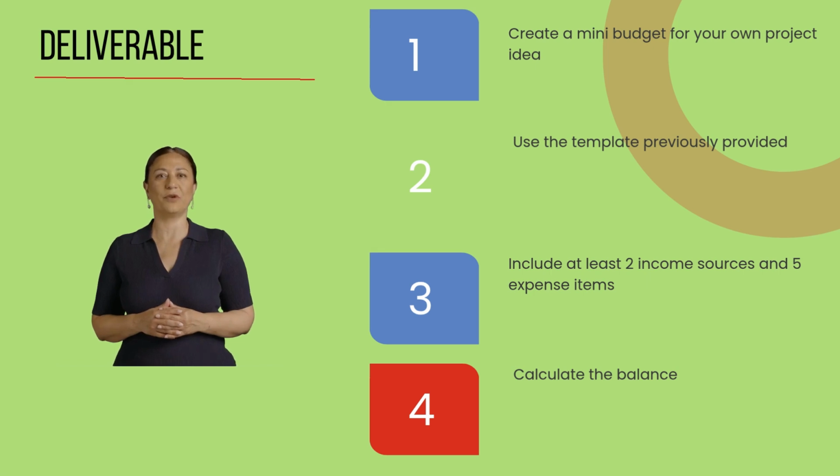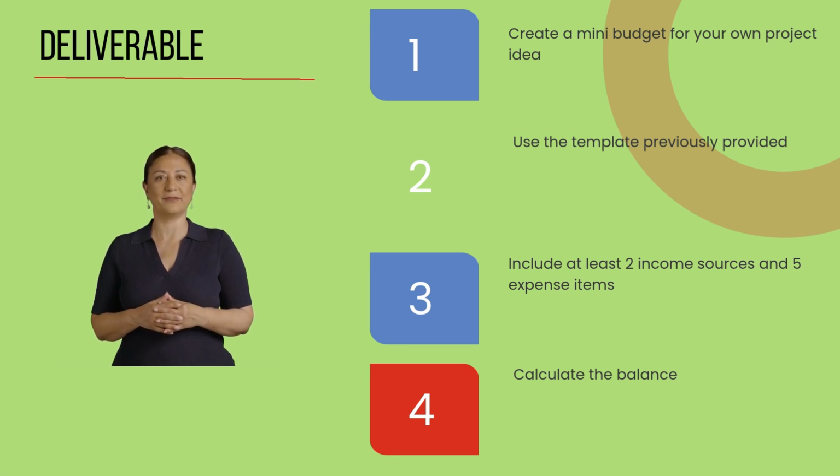For today's deliverable, you should create a mini budget for your own project idea. Use the templates previously provided and include at least 2 income sources and 5 expense items. Finally, calculate the balance. Based on the balance, you can play with the income and expenses.